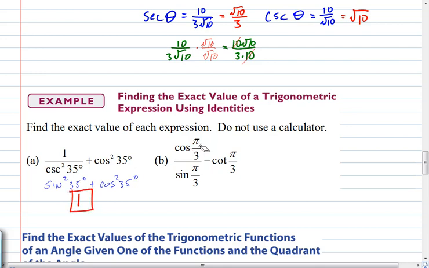This is cosine pi over 3 divided by sine pi over 3. Cosine divided by sine is cotangent pi over 3 minus cotangent of pi over 3, and that is equal to 0, using the identities to help you.